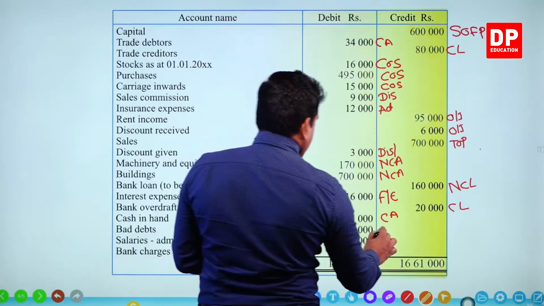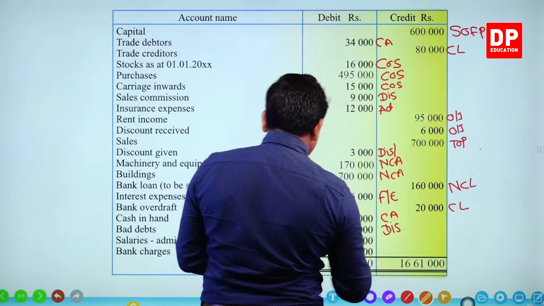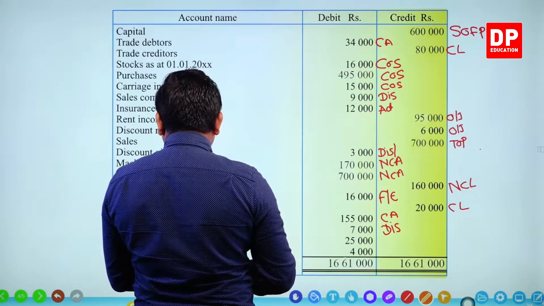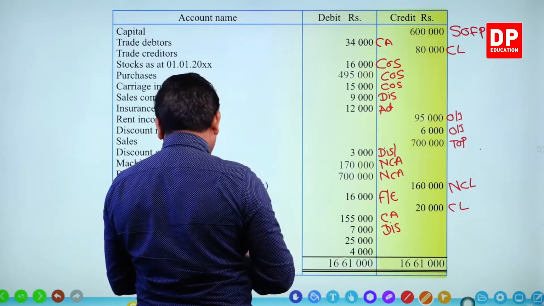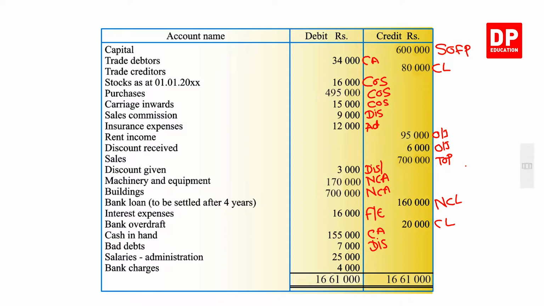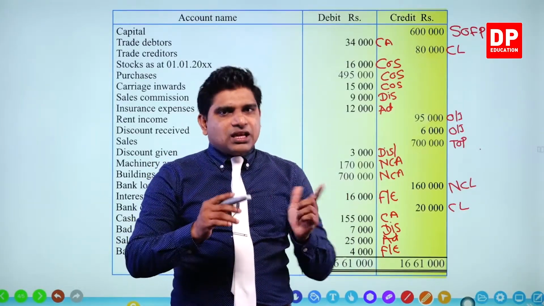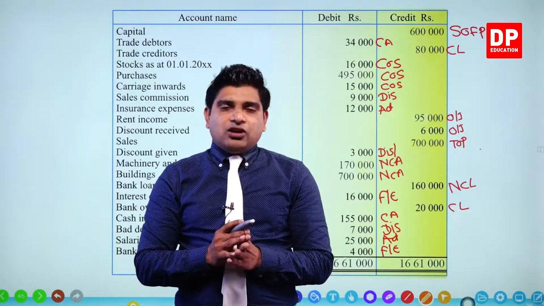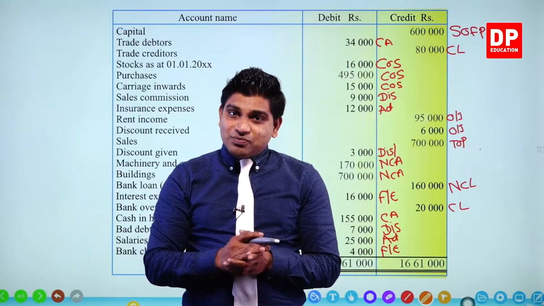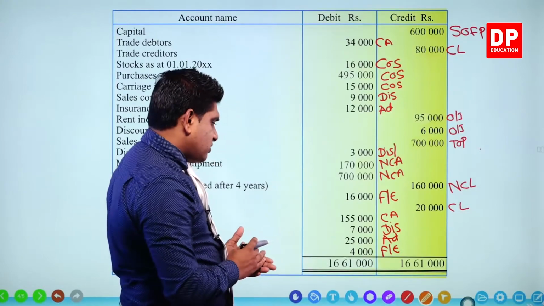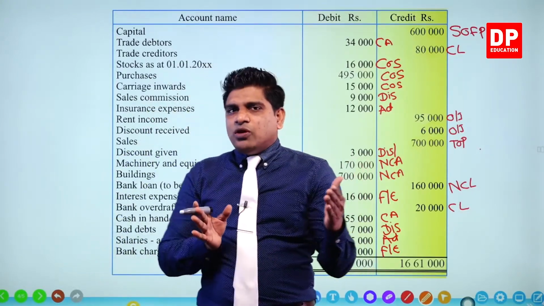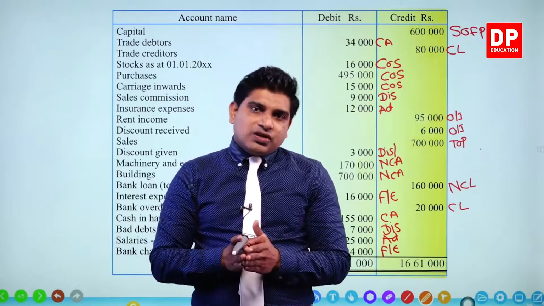Bad debts, distributing expense. Salaries, administration. They clearly given here. Salaries where? Administration. Then bank charges, financial expense. These are the details provided in this question. Now you can refer the details and we can prepare what? Profit and loss statement and statement of financial position. Okay, now let's draw. Everyone take your CR book or any papers to do question with me.